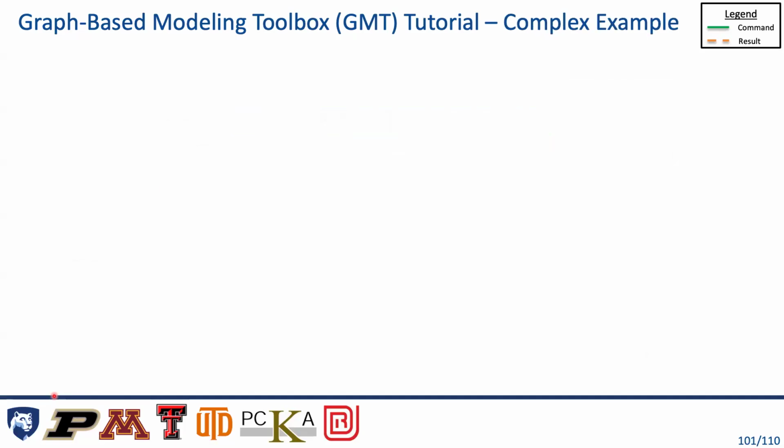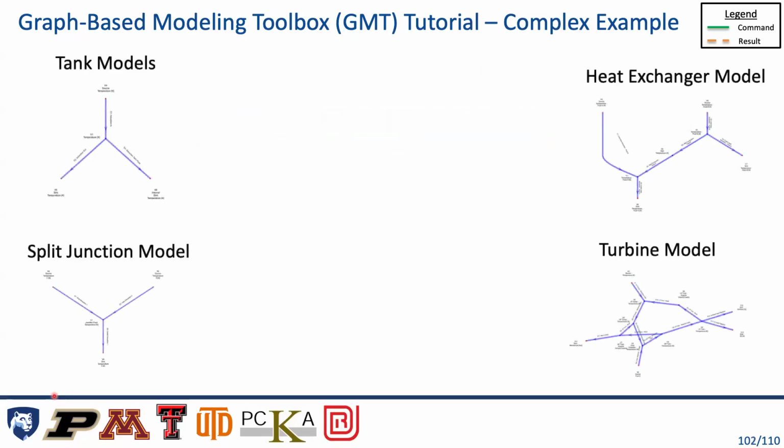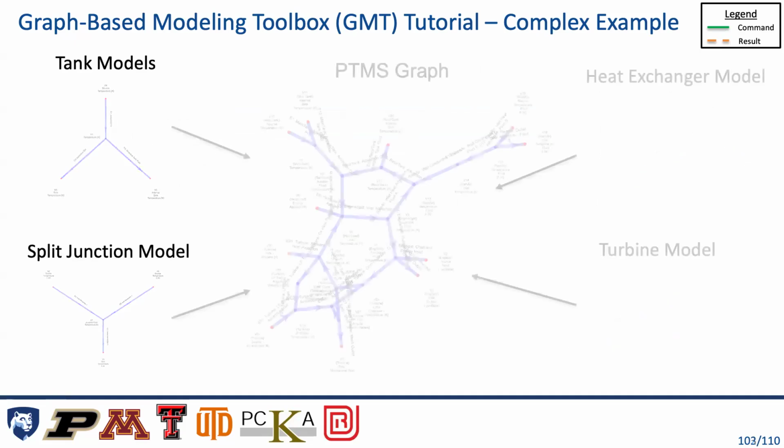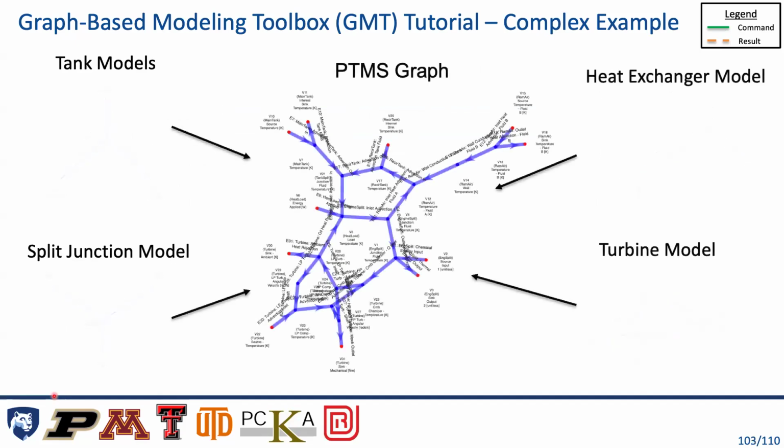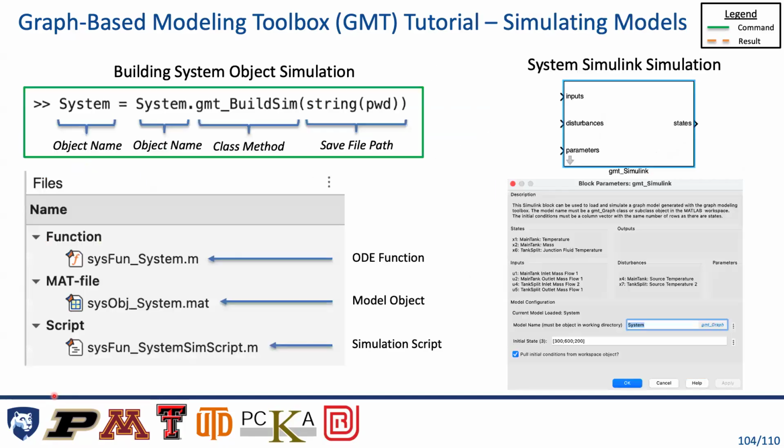Some more complex examples that we've used with this toolbox include creating a PTMS model, which includes multiple tank models, split junctions, a heat exchanger, and a turbine model. And we've generated with this toolbox, specifically, a complex PTMS graph to use for optimization, simulation, and control.